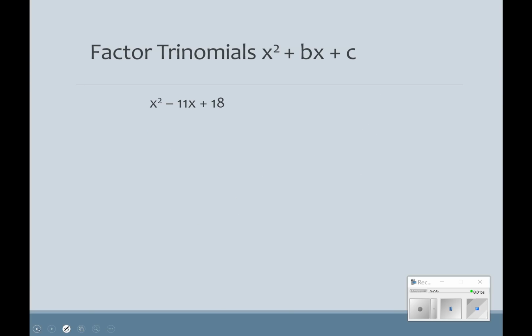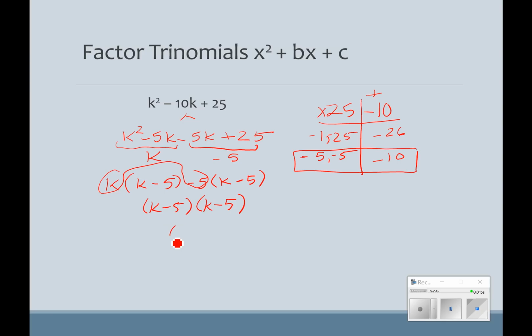This can be written, sometimes you'll see it written, as k minus 5 squared. I'll accept either one for your answers, but you need to understand that those are equivalent solutions.